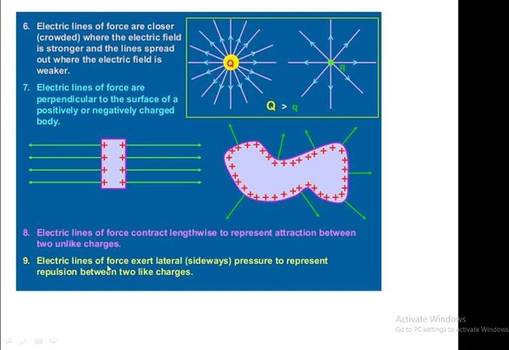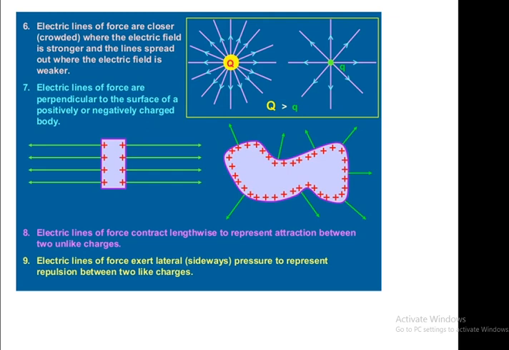Also, electric lines of force exert lateral or sideways pressure to represent the repulsion between two like charges. This was also seen in the earlier slide, electric lines of force around two plus q charges. So these are the 9 different properties of electric field lines.